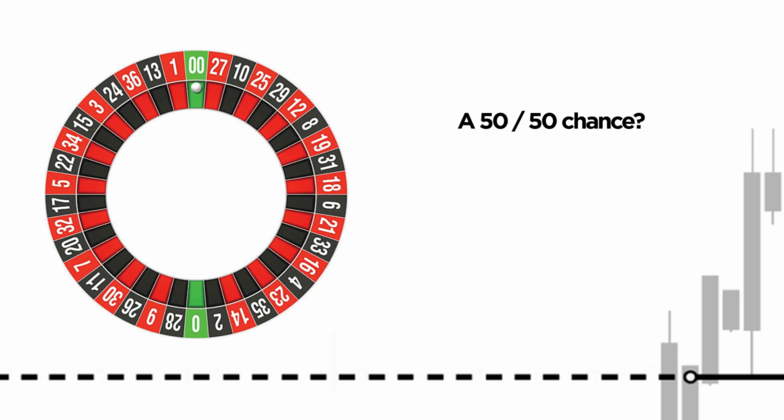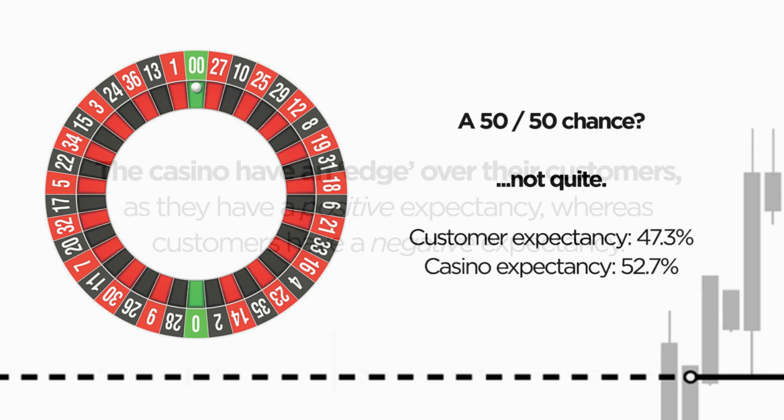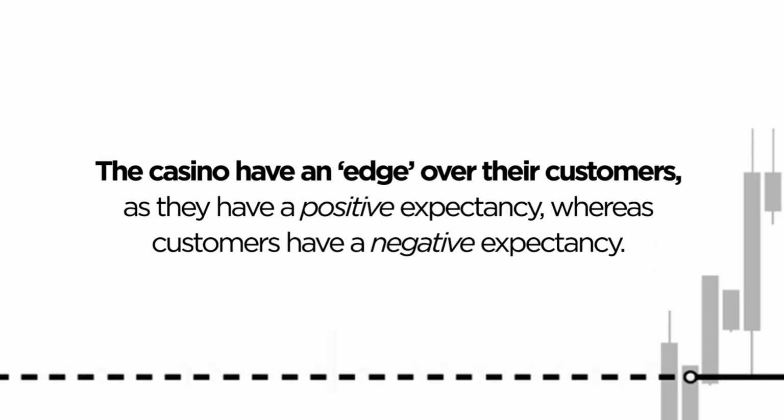If we look closer at the below wheel, you'll see there are 18 red pockets, 18 black pockets, and crucially, 2 green pockets. Now, what this means is the statistical chance of a player winning is roughly 47.3%, and the statistical chance of the casino winning is just above that at roughly 52.7%, which gives them a positive expectancy and gives customers a negative expectancy. And therefore, the casino has an edge over you, their customer. So hopefully the importance of edge and how it works is starting to become slightly clearer.